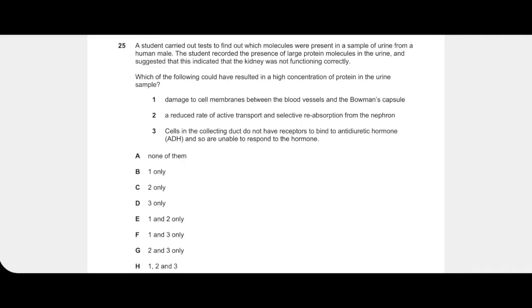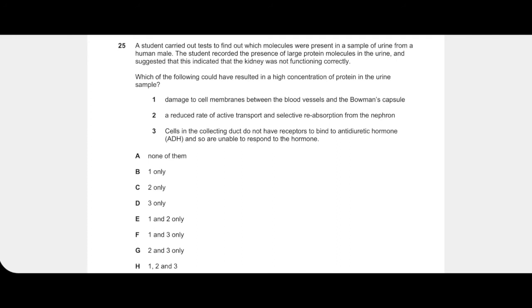Question number 25. A student carried out tests to find out which molecules were present in a sample of urine from a human male. The student recorded the presence of large protein molecules in the urine and suggested that this indicated that the kidneys were not functioning correctly. Which of the following could have resulted in a high concentration of protein in the urine sample? Statement 1, damage to the cell membranes between the blood vessels and the Bowman capsule. 2, a reduced rate of active transport and selective reabsorption in the nephron.